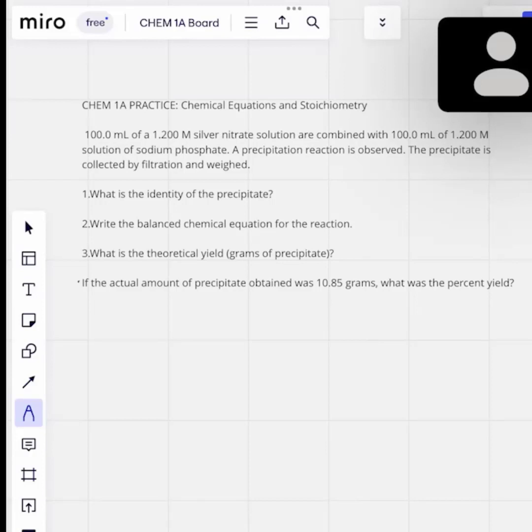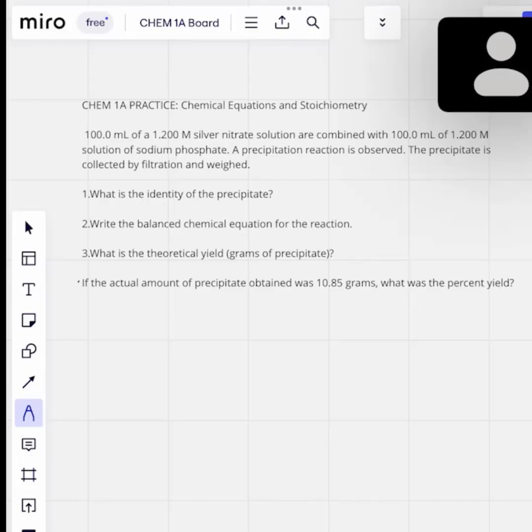Okay, first of all, make sure you understand what the experiment is. We're mixing two aqueous solutions. A precipitation occurs, which is a solid product, and we filter the reaction mixture through a pre-weighed filter paper, we weigh the resulting combination of filter paper and residue, and of course, we can calculate how much residue was obtained. So there's 4 questions here. What is the identity of the precipitate? What is the balanced chemical equation? What is the theoretical yield? And if the actual amount of precipitate obtained was 10.85 grams, what was the percent yield?